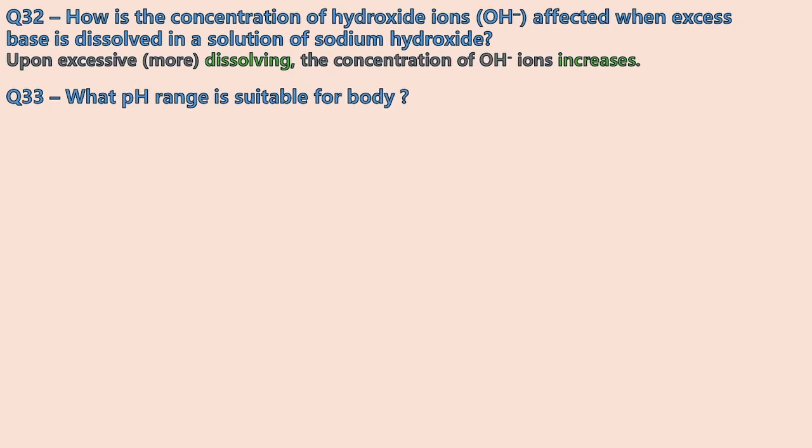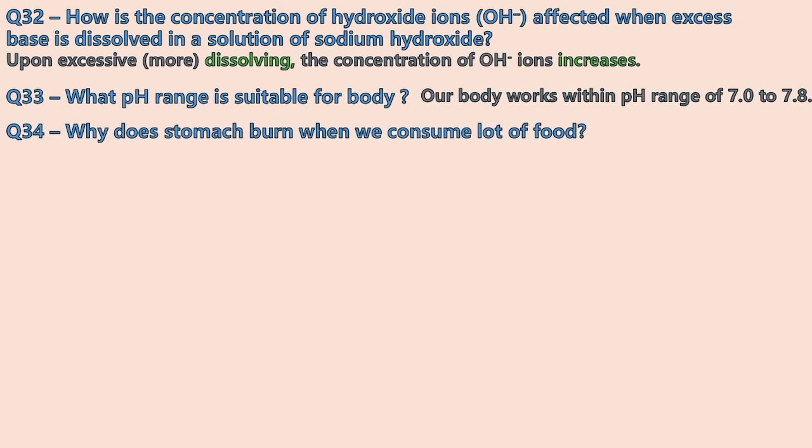What is the pH range suitable for the human body? See, our body works within a range of 7.0 to 7.8. So it must be very close to neutral. Otherwise, our body has a problem.